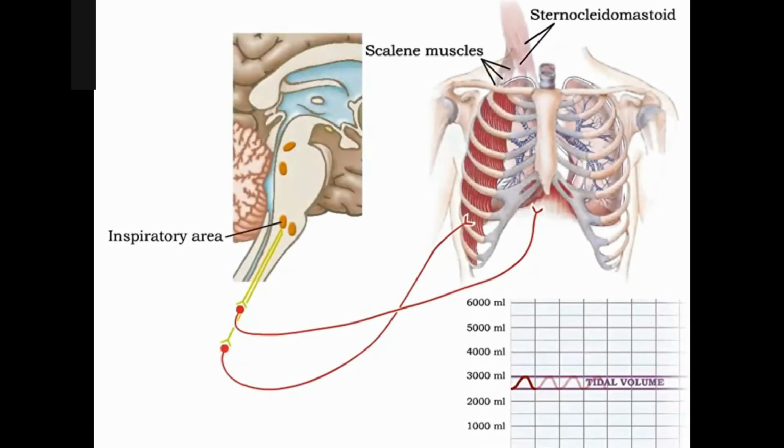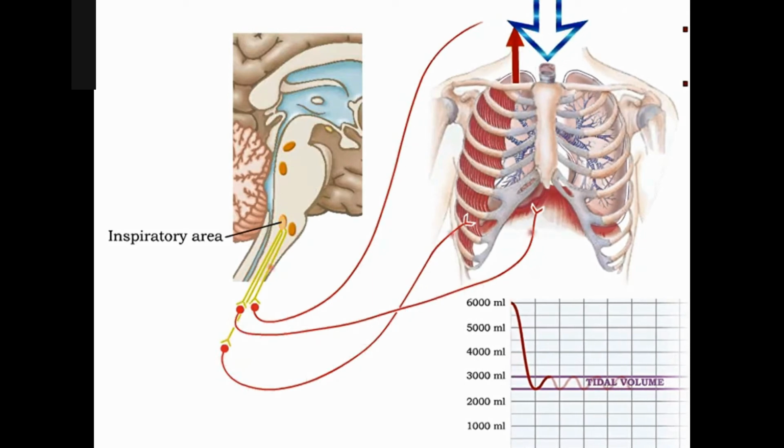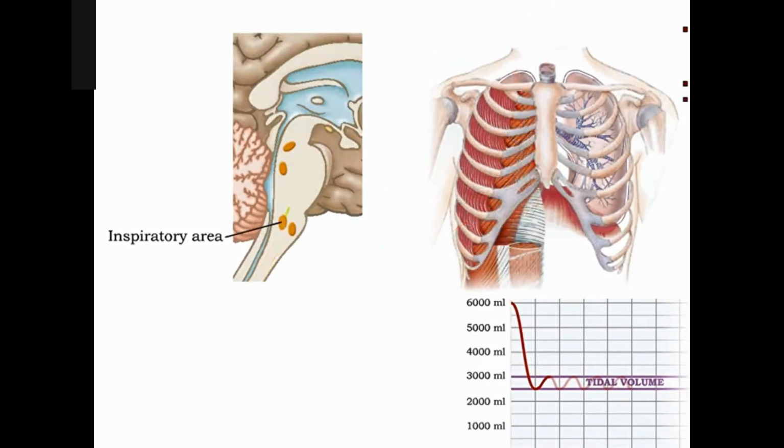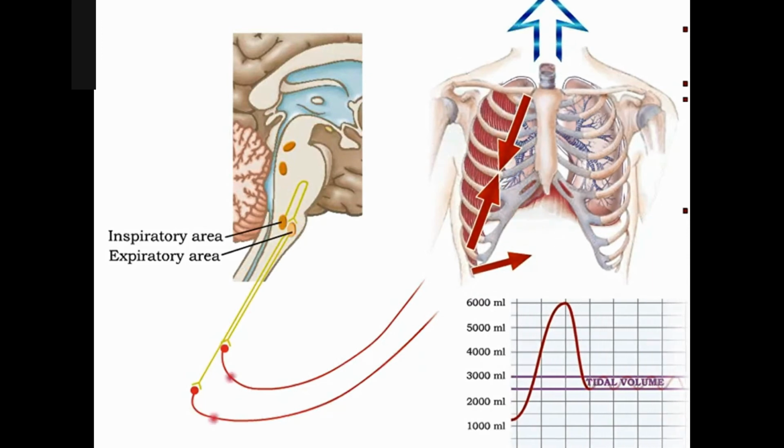In forced breathing, the inspiratory area sends impulses to accessory inspiratory muscles, resulting in a more forceful inspiration. The inspiration area also activates the expiratory area during the expiration portion of the cycle. The expiratory area then sends impulses to expiration muscles, which consist of internal intercostals and abdominal muscles. These impulses cause the expiration muscles to contract, and this results in a forceful expiration.